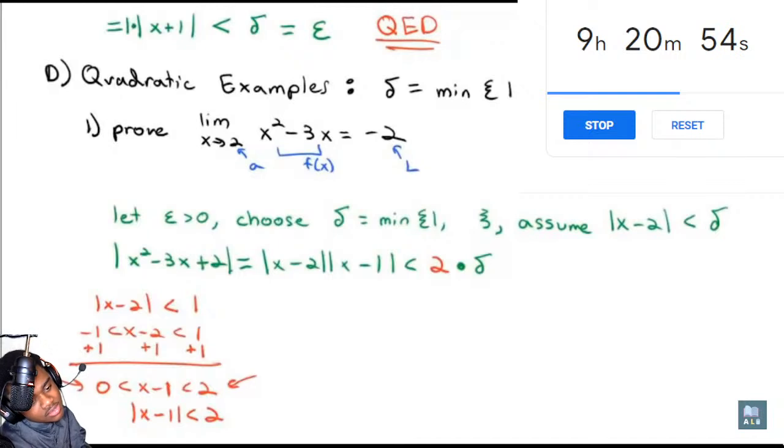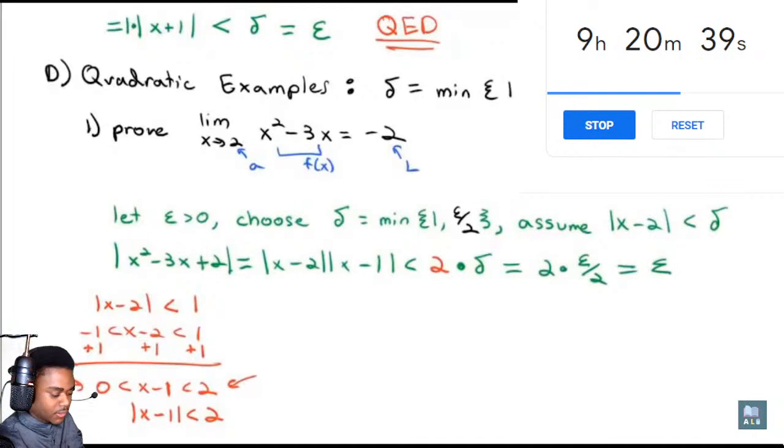And now we know what to do with the epsilon. Epsilon divided by 2, the reciprocal of the 2, because it's multiplied by delta, to make the rest of the proof work. We have 2 times delta, which is epsilon over 2. The 2's divide out, and we're just left with epsilon.